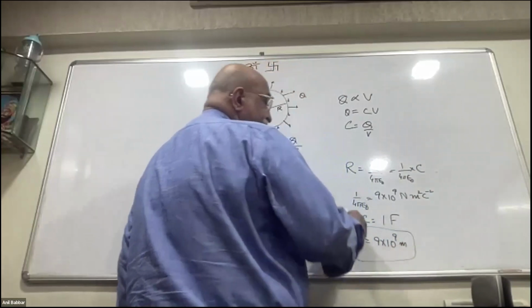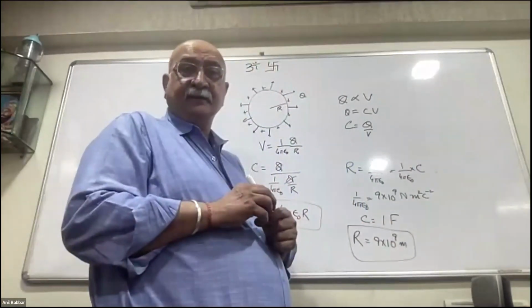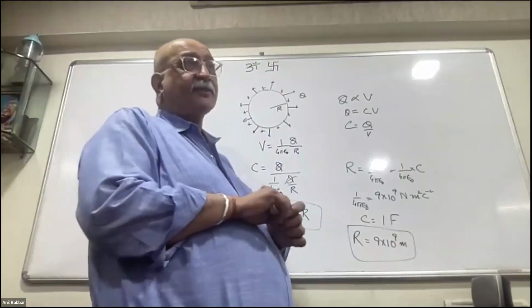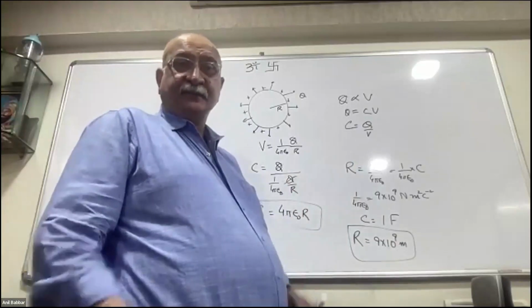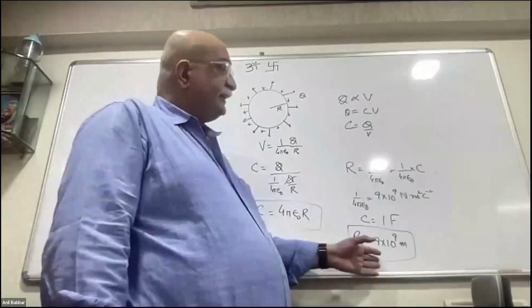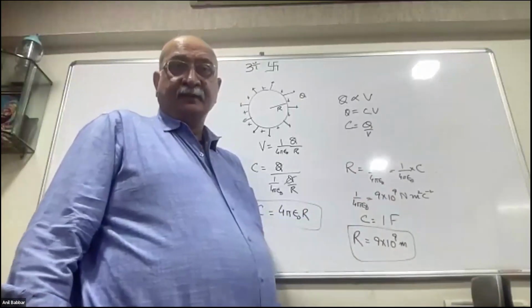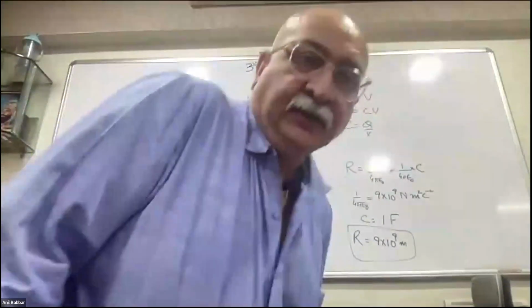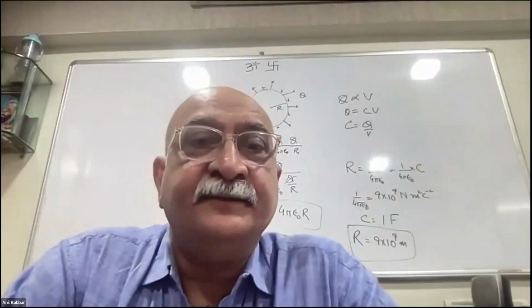This is the radius of a sphere in which 1 farad of capacitance is there. So which is much more than the Earth. Radius of Earth is 6.4 into 10 to the power 6 meter. And this is 9 into 10 raised to 9 meter, approximately 1500 times more than that. Right? So it's a large unit of capacitance. So that is why we don't use it.